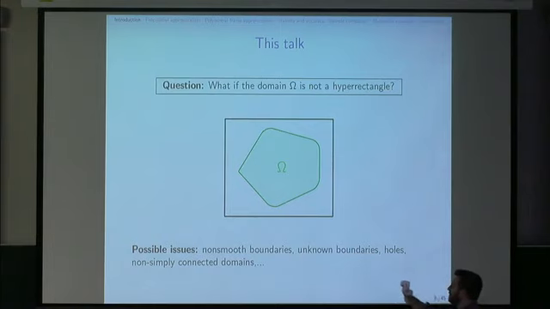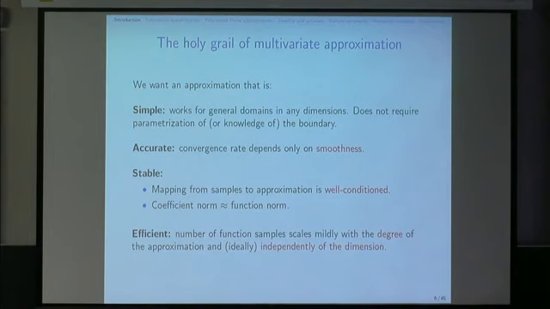We could have non-smooth boundaries, we could have unknown boundaries, or boundaries that are difficult to parametrize. We could have holes, we could have non-simply connected domains, etc., etc., etc. Well, what would we like? What would be the holy grail of multivariate polynomial approximation on irregular domains? Well, basically we'd like all the nice properties that we have for tensor product domains.